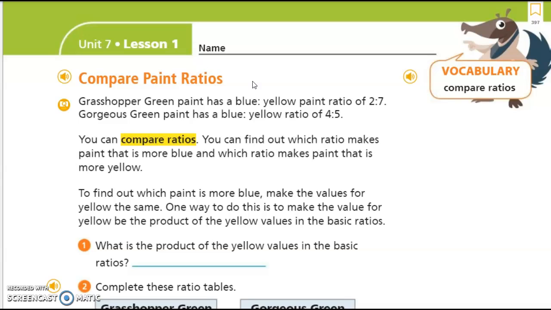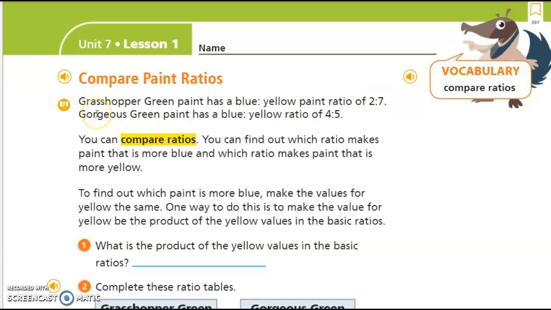different shades of green. I picked green because here we have grasshopper green. Grasshopper green is a different shade of green than gorgeous green. Grasshopper green is made by following this. It has 2 parts blue and 7 parts yellow. How do I know that it was 2 parts blue and 7 parts yellow? Because of the order of the way the words were written out, and that is the order of the numbers.